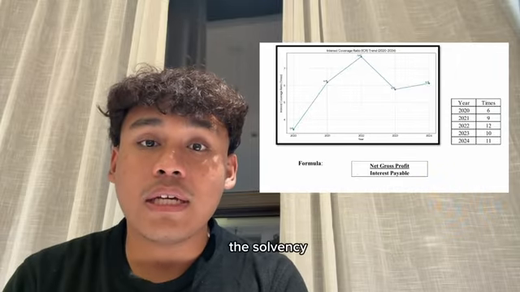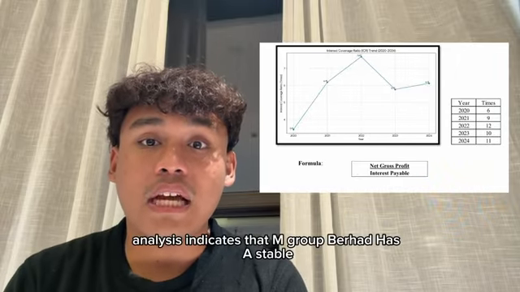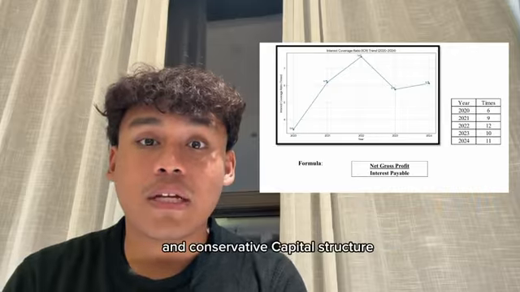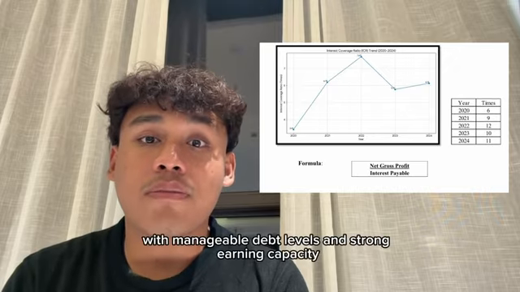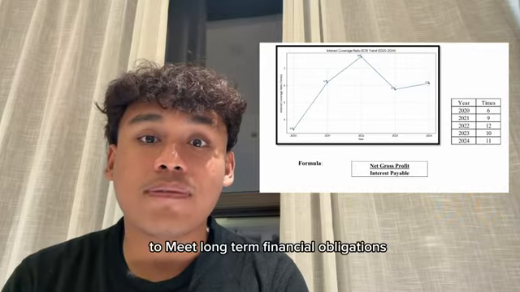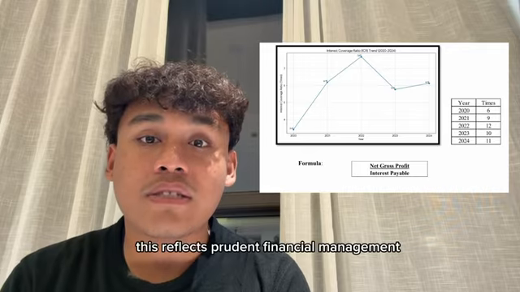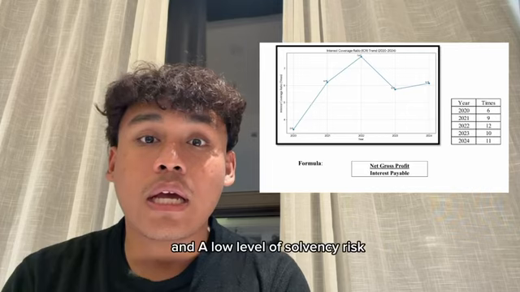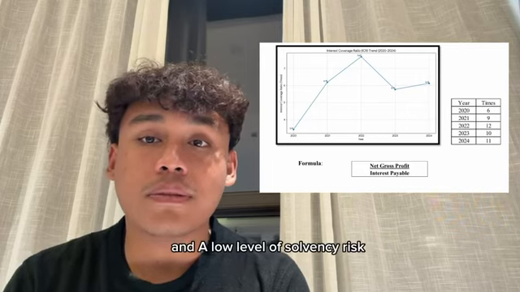In conclusion, the solvency analysis indicates that M Group Berhad has a stable and conservative capital structure, with manageable debt levels and strong earning capacity to meet long-term financial obligations. This reflects prudent financial management and a low level of solvency risk.